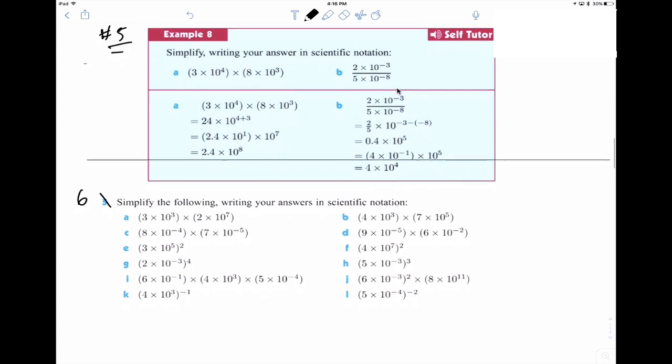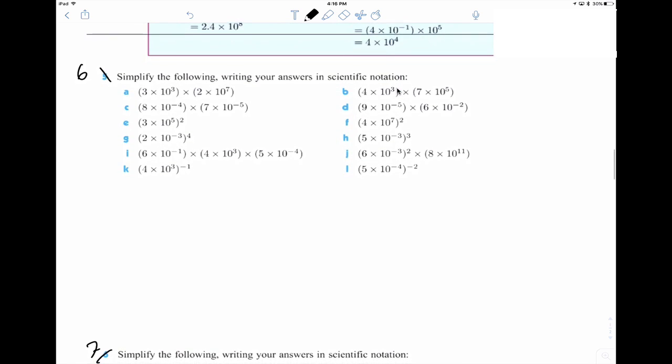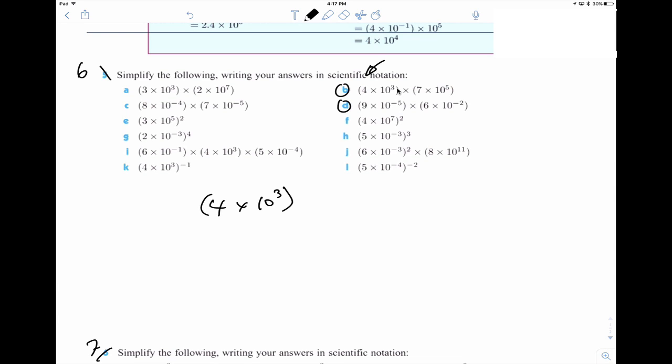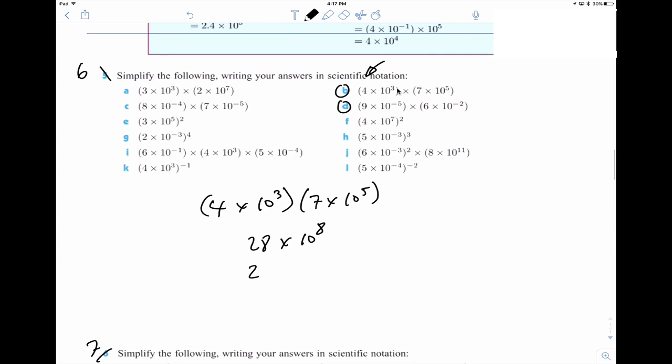And you're asked to do A, C, G, K. I'll do B and D again, or maybe just one of them. What have we got? 4 times 10 to the third times 7 times 10 to the fifth. So we're going to multiply the 4 times the 7. You get 28 times 10. Multiplying exponents, as we saw many times today in class, we add. And so there is 28 times 10 to the power of 8, but we want to have just one significant digit to the left of the decimal, so we're shifting the decimal to the right.